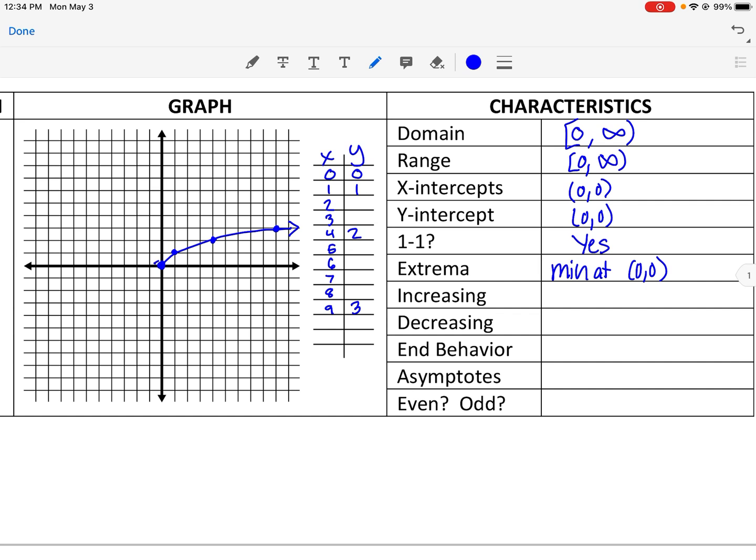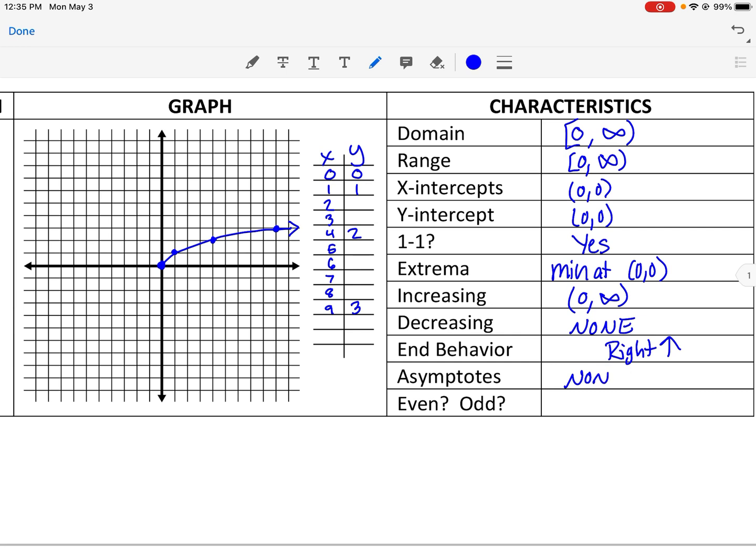Increasing, decreasing, going from left to right, it looks like it's increasing the whole time and will increase forever. So it's increasing, and this doesn't get a bracket because 0 right at the end point doesn't count as increasing or decreasing because it's just the end. So from 0 to infinity, it's increasing. Decreasing, we don't have any intervals where it's decreasing. End behavior, so the left side doesn't go anywhere, so we're just going to say the right side is increasing.